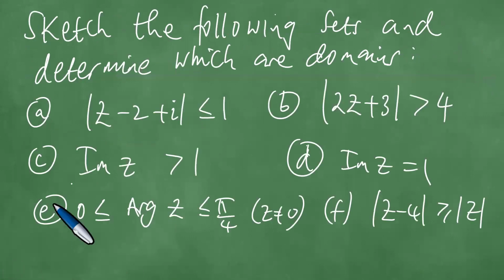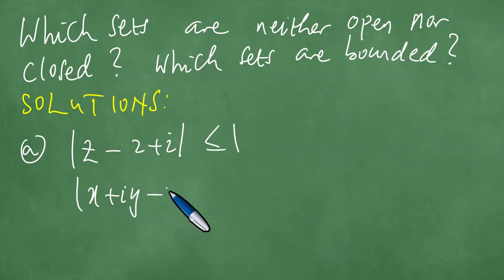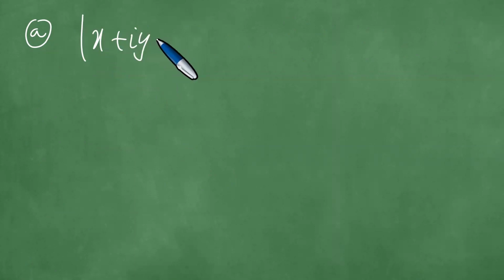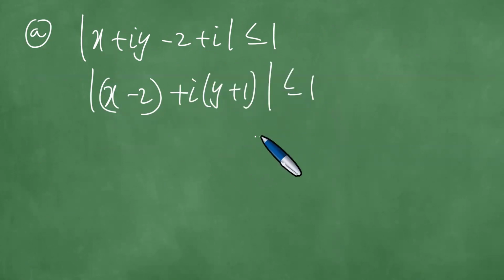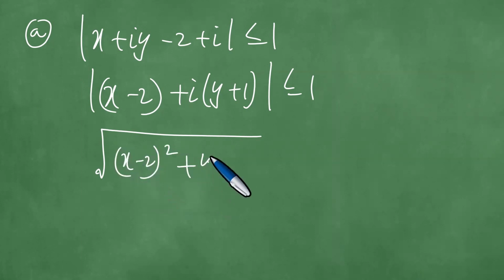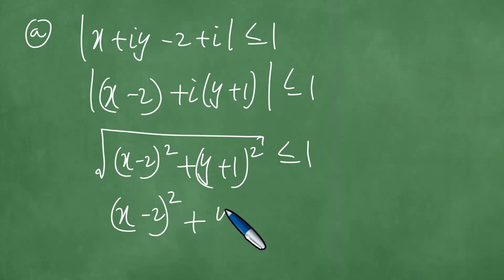We shall look first at A. A is modulus of z minus 2 plus i less or equal to 1. x plus iy minus 2 plus i less or equal to 1, which gives x minus 2 squared plus y plus 1 squared, you square both sides, less or equal to 1.